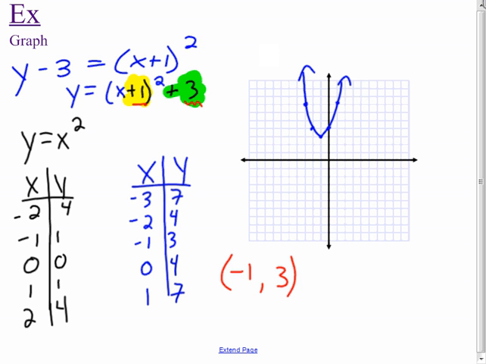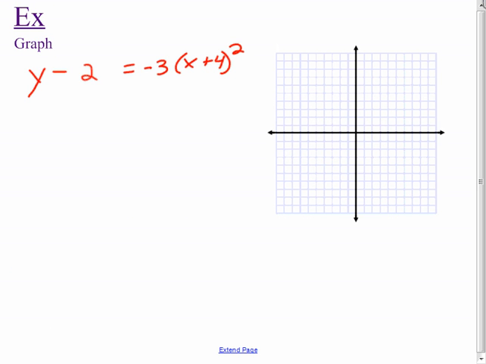My y value of my vertex is 3. -1, 3. Sure enough, I did it correct. Vertex was 0, 0. It should shift over perfectly into -1, 3. There was no multiplier in this case, which would affect the stretch and the shrink, just like with absolute value. However, in this case, all it was was a transformation left 1 unit and up 3 units. One more.